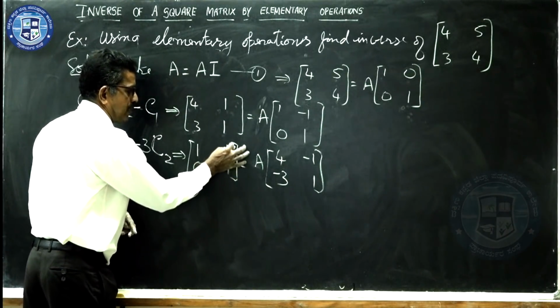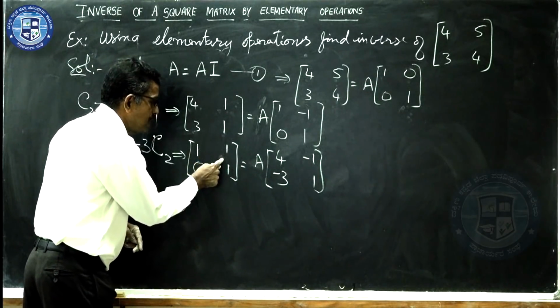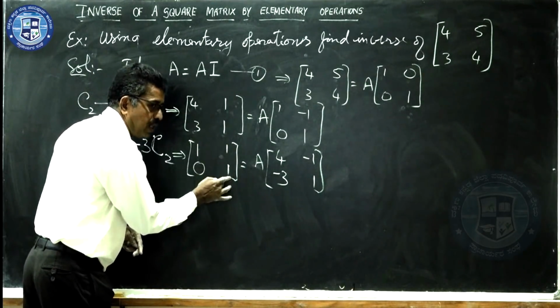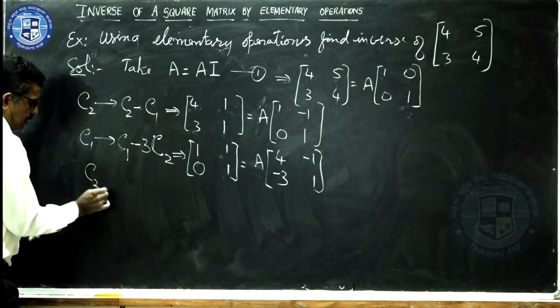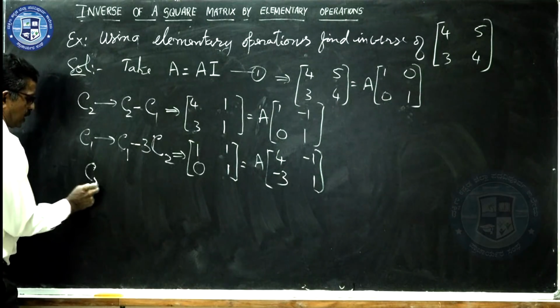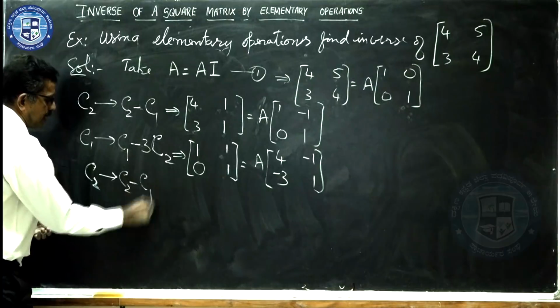After that, only one step is remaining here. In order to make this one an identity, you have to make this element 0. How can we make this element 0? By using that column operation. Second column, you subtract it by the first column. Second column minus first column.